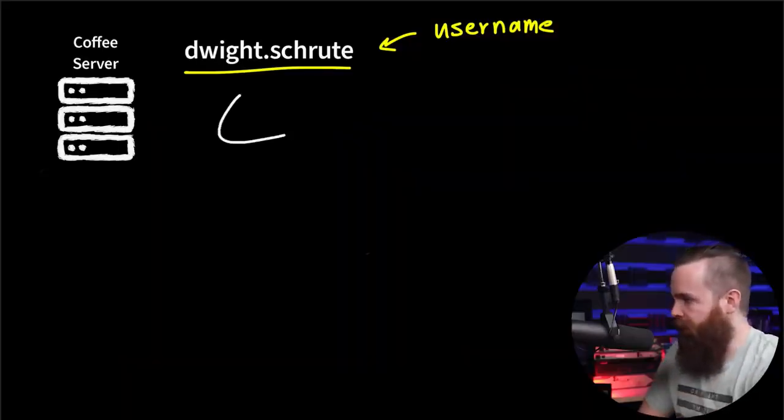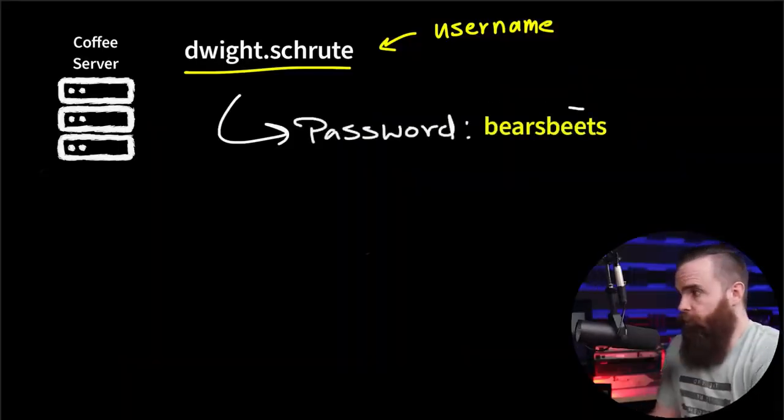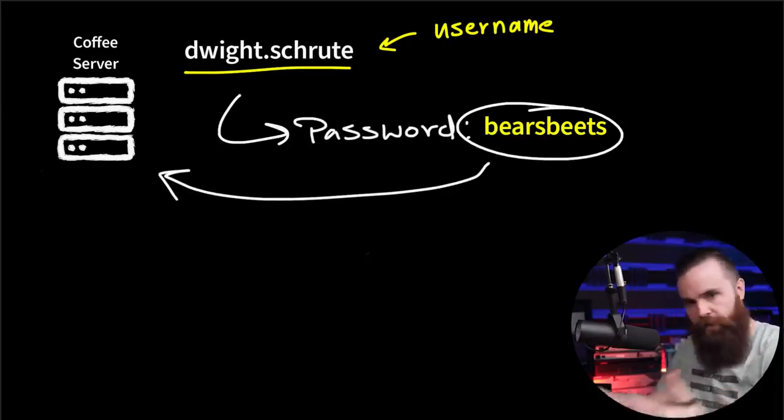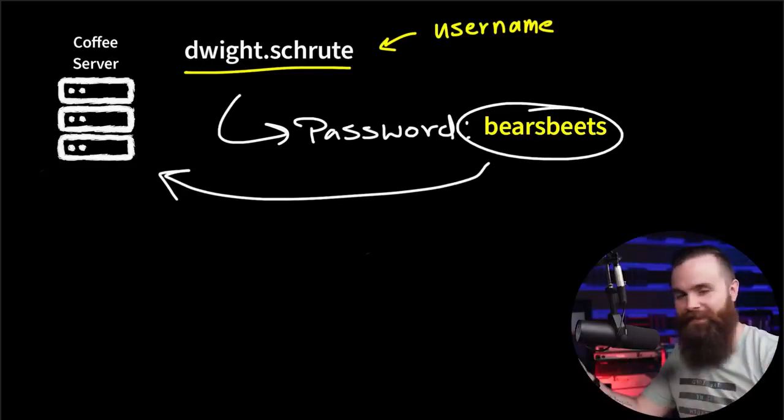One word: hashing. What is that? Let's talk about it. You see, when Mr. Dwight Schrute created his password, Bears Beats, the server will take this password and store it in its database so that when Dwight logs in, they can go, oh, that is Dwight's password. Come on in, Dwight. But they don't store it like this, in plain text.